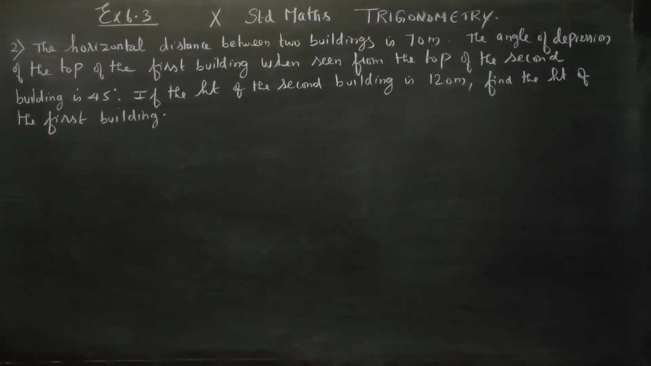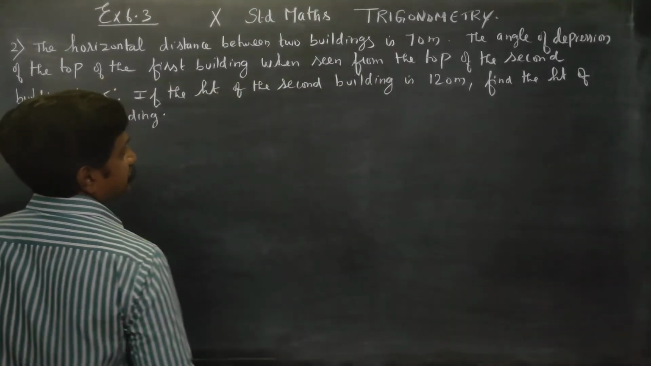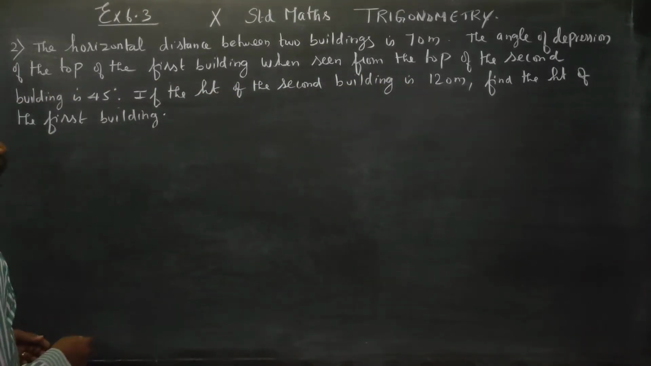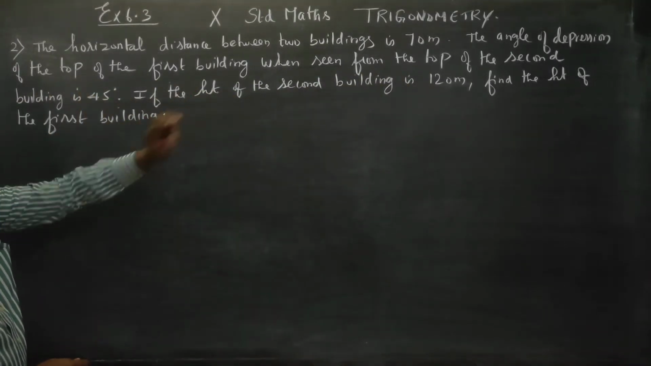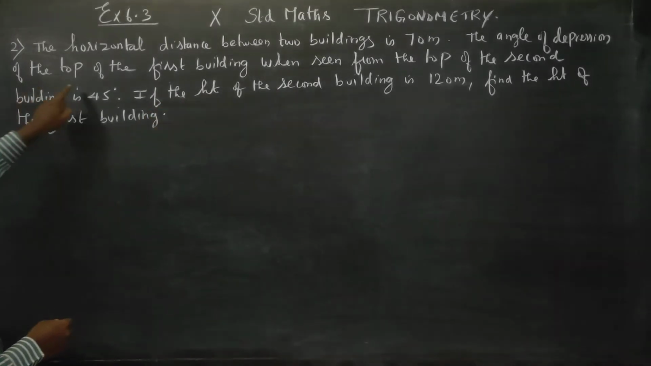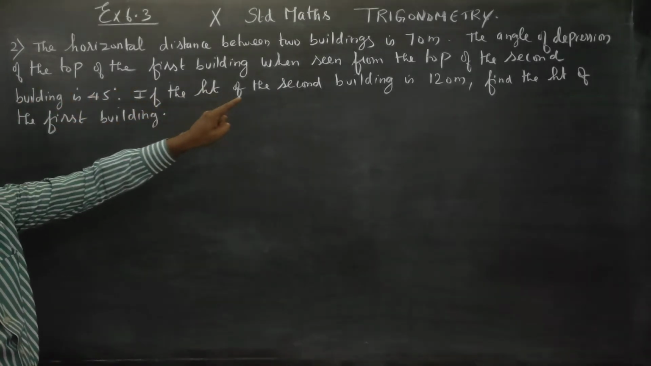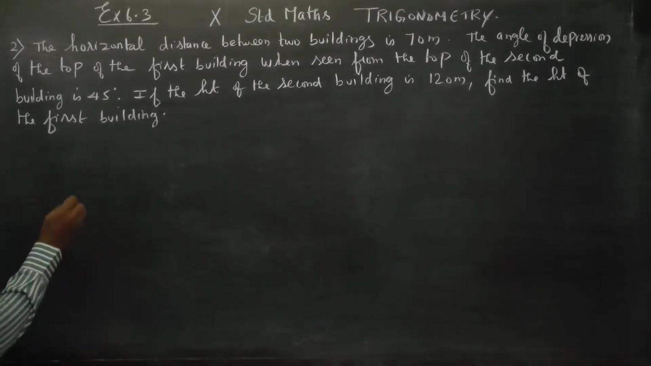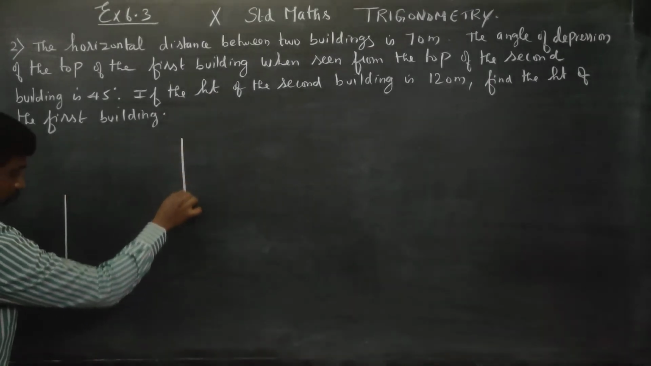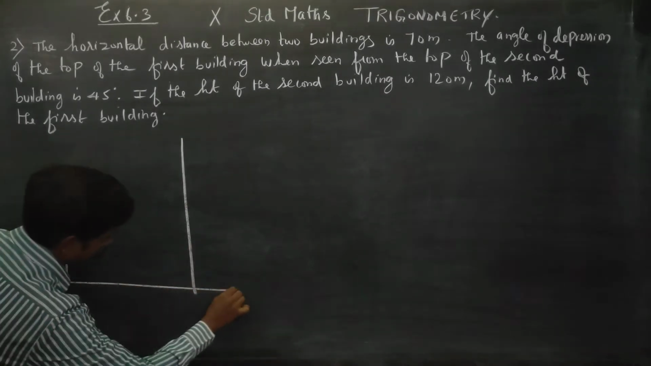Hello 10th standard students. The horizontal distance between two buildings is 70 meters. Rendu building irukku, avangalude distance vandu 70 meters. The angle of depression of the top of the first building when seen from the top of the second building. Appo inga enna solranga na first building chinnada irukudu. Second building uyarama irukudu. This is the ground level nu vechippom.